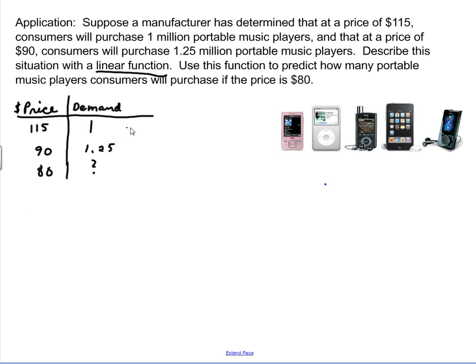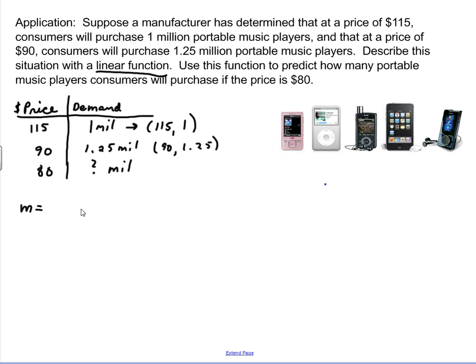These are in fact x and y coordinate points. We're saying 1 million right here, and of course we're saying 1.25 million right here. So whatever number we find is going to be in millions, so we'll keep that as a unit when we're doing this. But we're saying we've got the point (115, 1) as one of our coordinate points, and we've got the point (90, 1.25) as another. So we want to find the equation of this line. That means we need to find a slope.